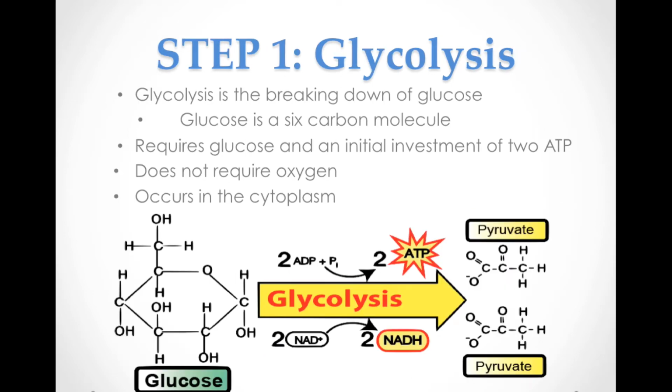Step 1 is glycolysis. Glycolysis is the initial breaking down of glucose. This step requires glucose and an initial investment of 2 ATP. To understand, you can think of this initial investment like gambling. In order to win money, you have to put in some money. So essentially, this is what we are doing here. In order to gain ATP out of this process, we have to invest 2 ATPs.